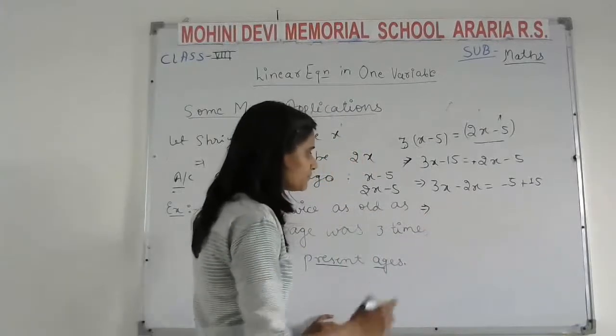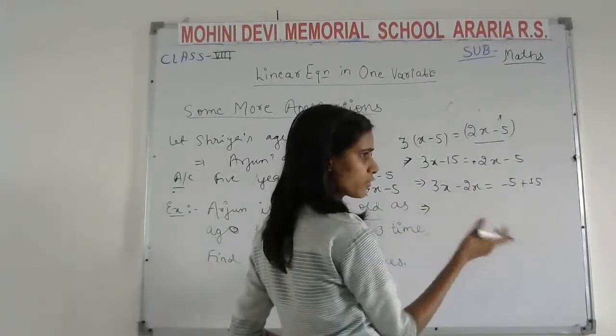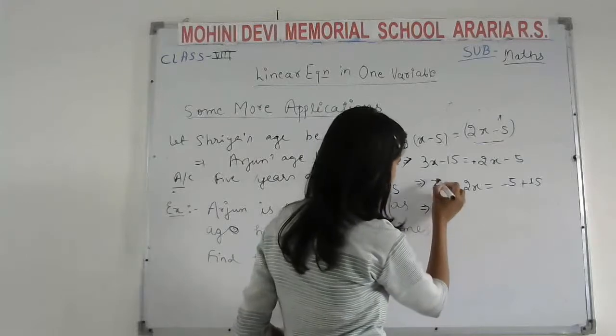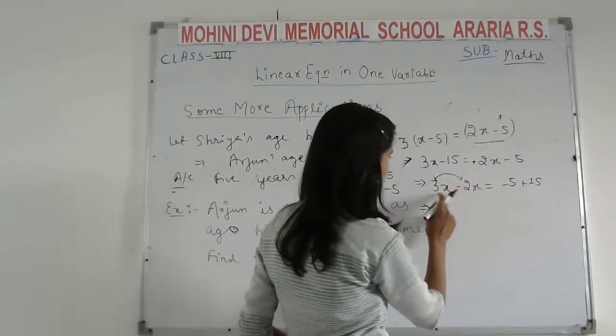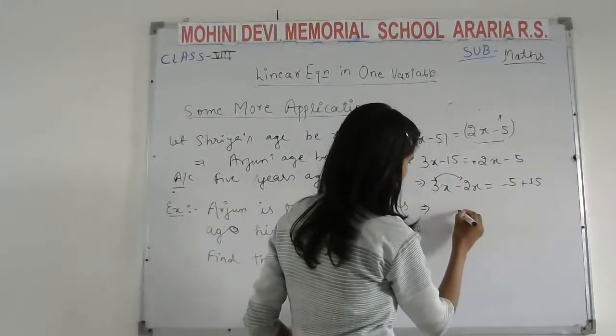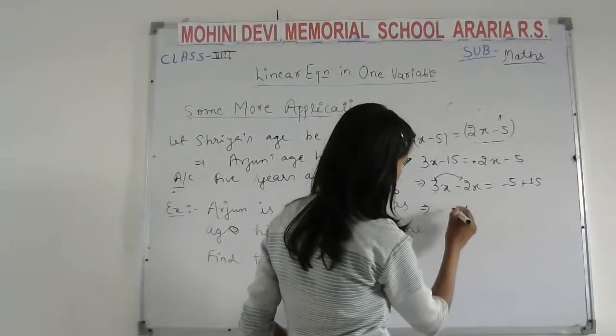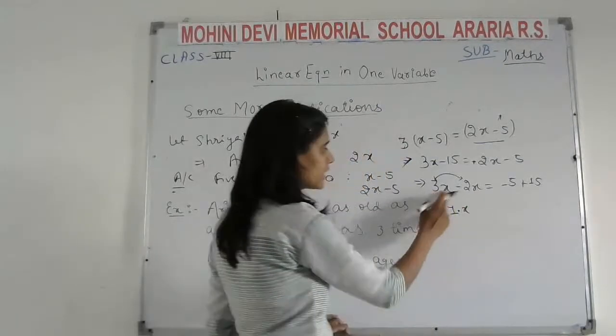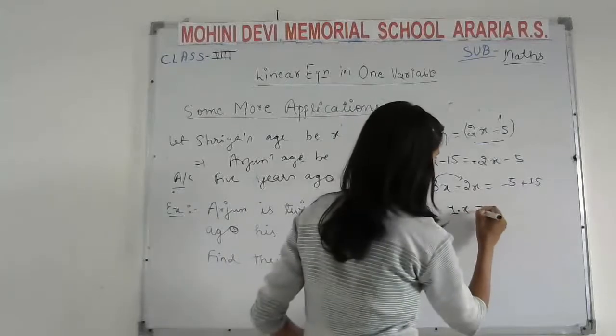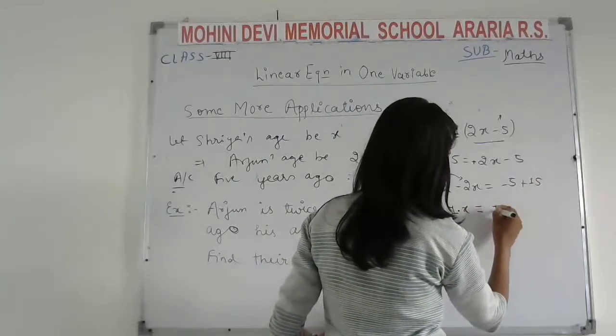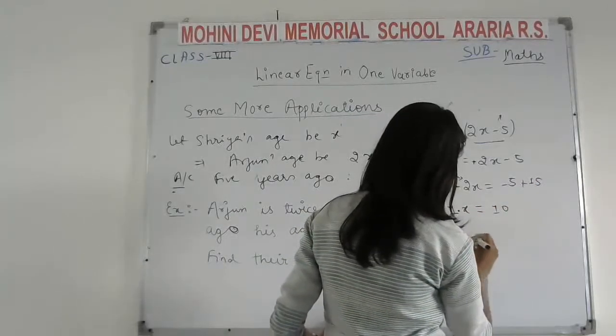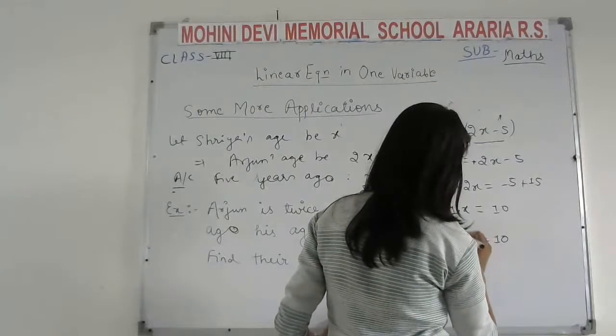Now we already know how to perform addition or subtraction of a variable. It is nothing but the subtraction of coefficients here. Write x as it is, 3 minus 2 is 1. That means 3x minus 2x will be 1x. And here 15 minus 5 is 10. This implies x is equal to 10.